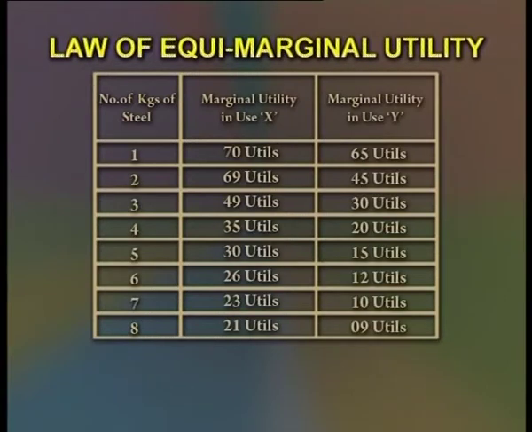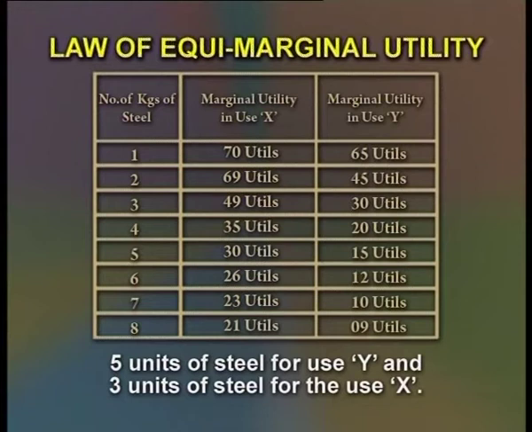Suppose the consumer has 8 kgs or 8 units of steel, and he wants to distribute these 8 kgs among the uses X and Y. And suppose he uses 5 units of steel for use Y and 3 units of steel for use X. Then we can see that if he uses 3 units of steel for use X, he will derive 49 utils of marginal utility, whereas if he spends 5 units on use Y, then he would derive 15 utils of satisfaction.